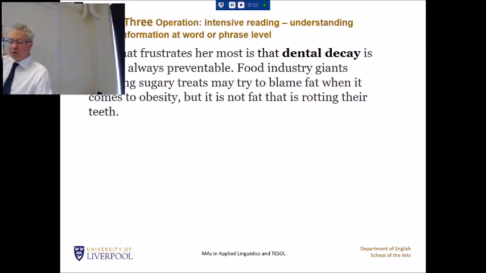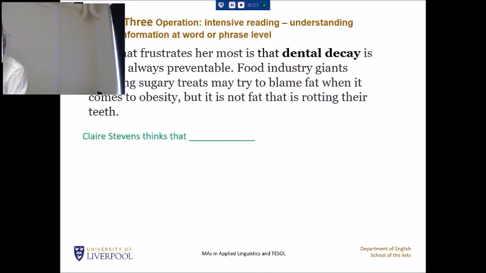Claire Stevens thinks that, feels that, could work. Feels that what? Well, we've got here, I've already put the gap in. Feels that, this is the gap. So she feels that dental decay. Right, but what did you say before that? She feels that dental decay could be avoided, okay? Hypothetical situation, dental decay could be avoided.